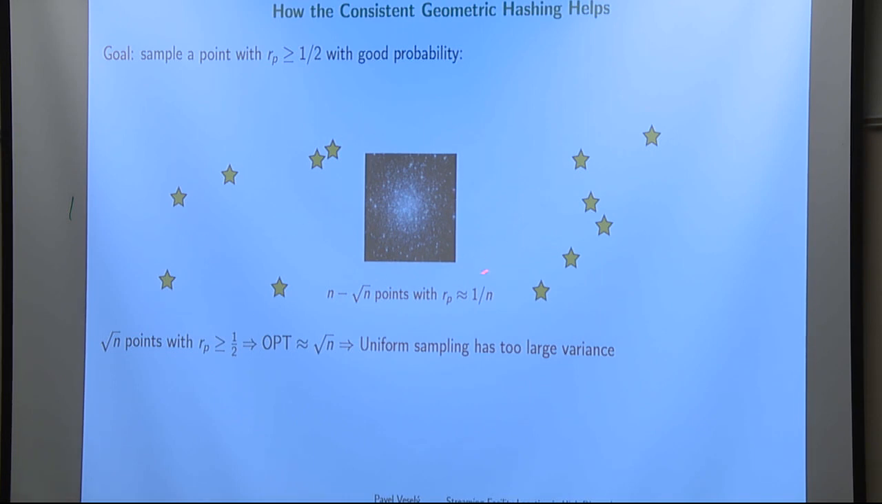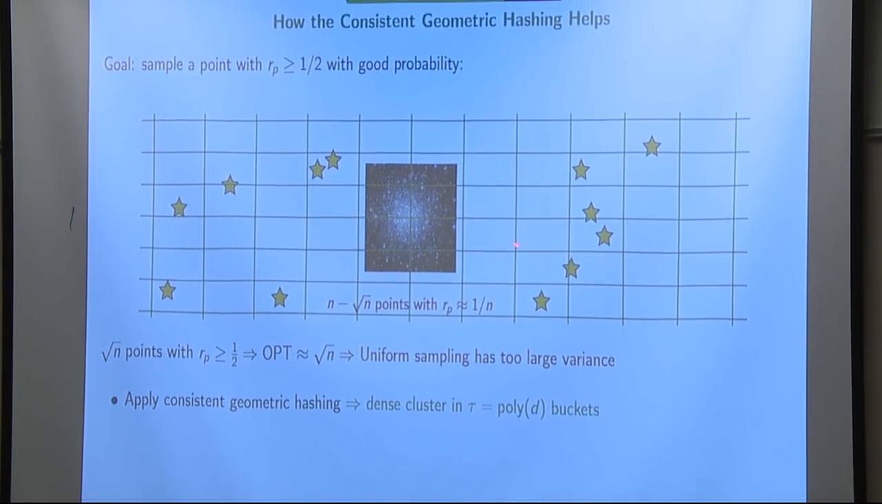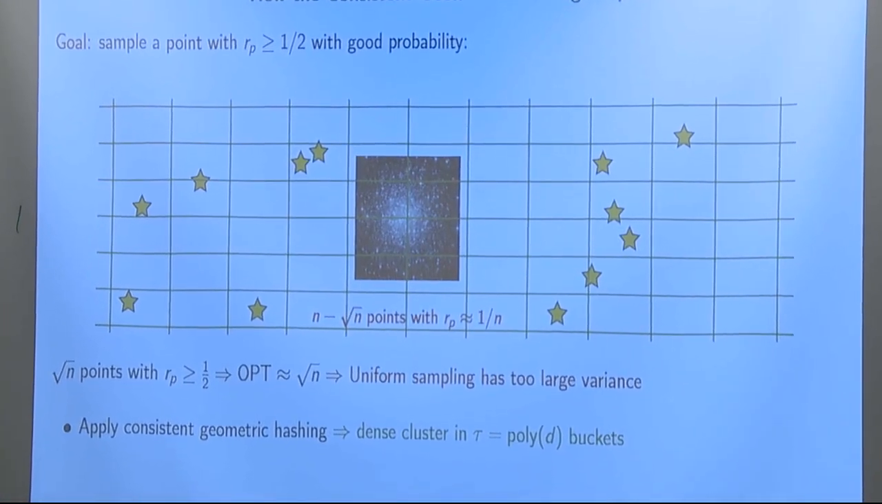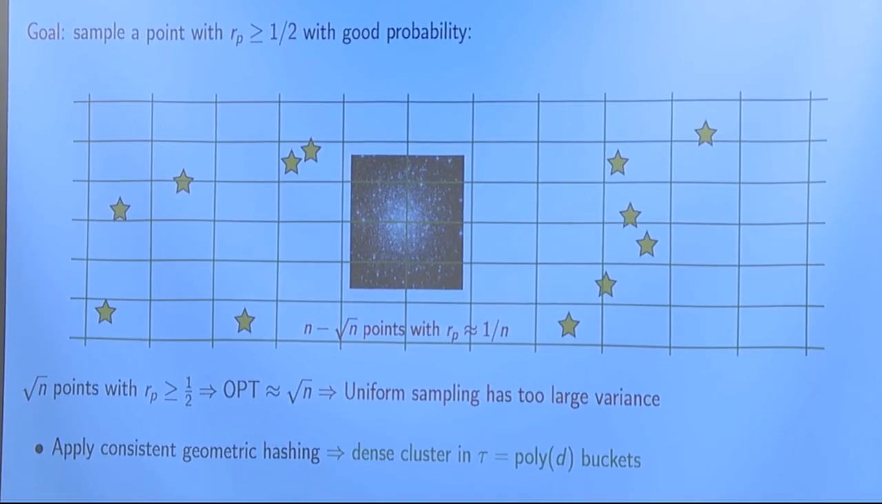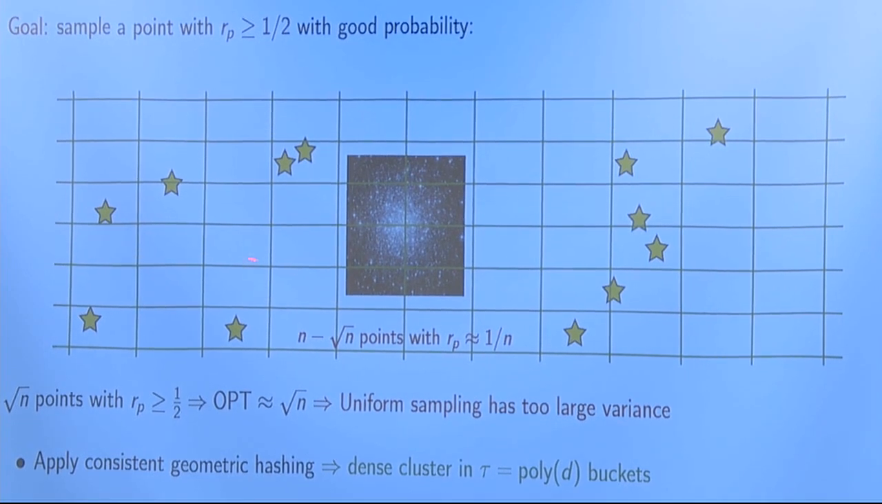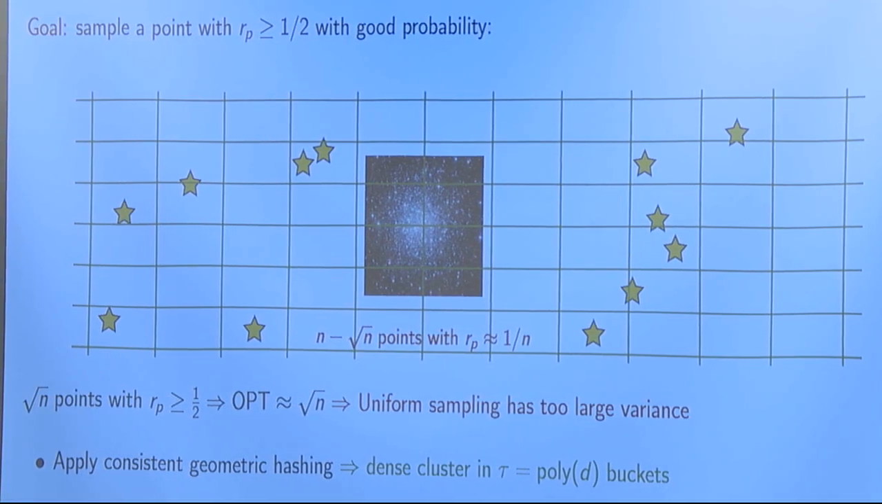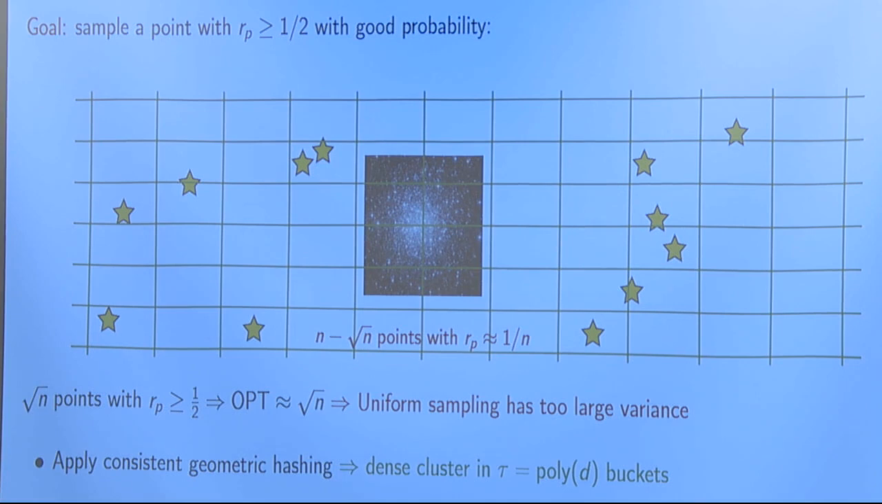So this is our instance that was hard for uniform sampling. That was this dense cluster, right? Now we impose this sparse partition, or geometric hashing, which means that this cluster is split into just a few buckets. And now if we sample a random non-empty bucket, then we are much more likely to hit a bucket with a point of high RP. Okay, which pretty much resolves this instance.